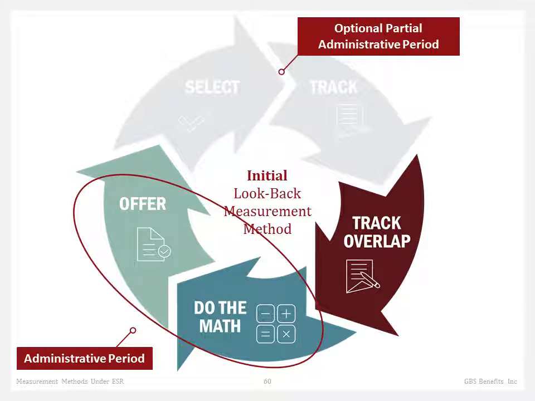Okay, we also need to talk about the administrative period, which is a little bit different than the standard. It's the same in that part of your administrative period is going to be during the do the math and offer stage. That's the normal period of time, but you also have the option of having part of your administrative period at the beginning before you start tracking. When I initially learned about this about 5.5 years ago, I thought, why would anybody want to make things complicated? But once you wrap your head around this, it actually makes your life simpler if you do this.